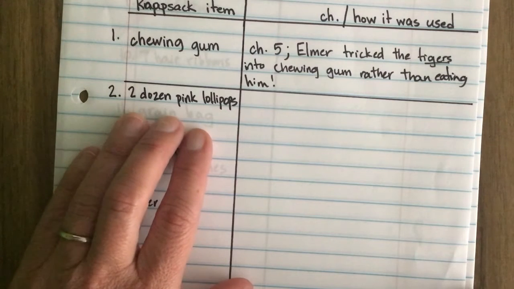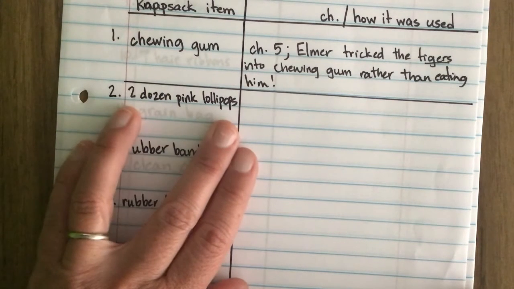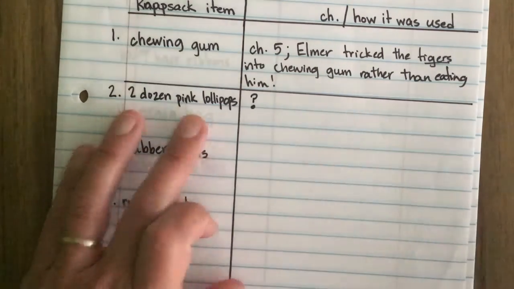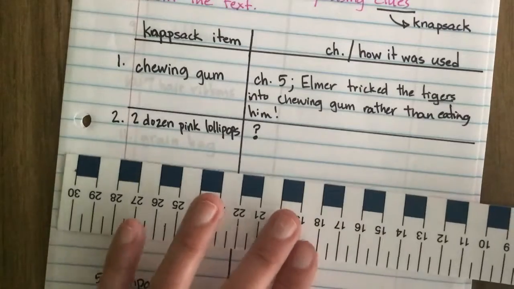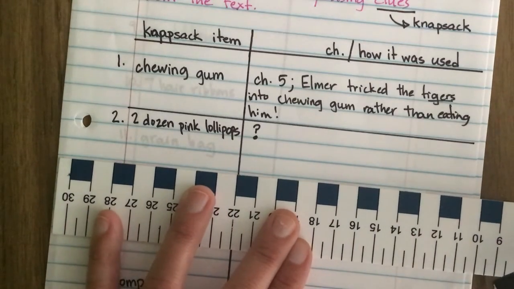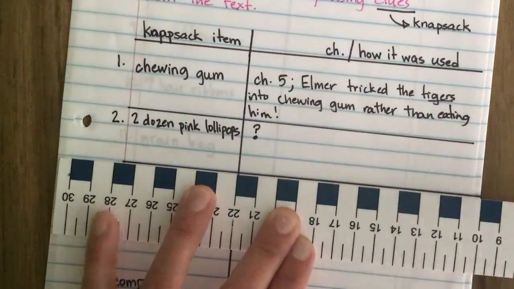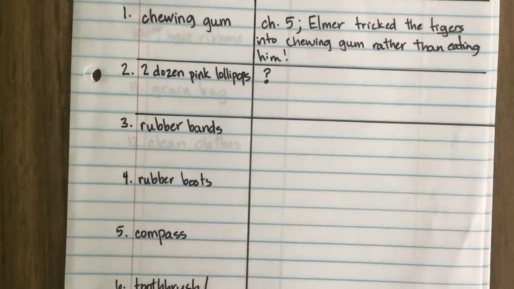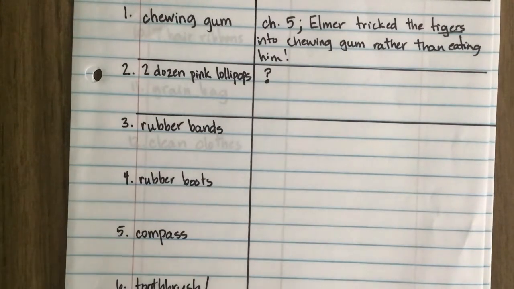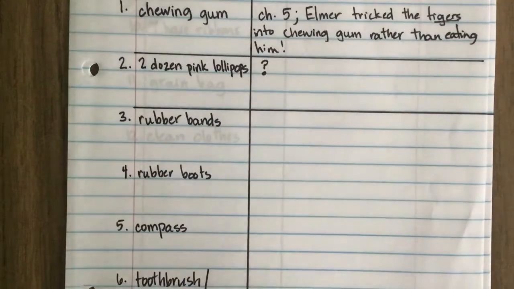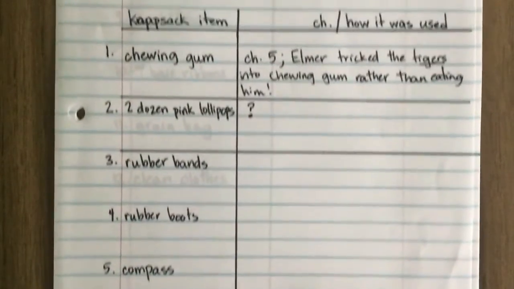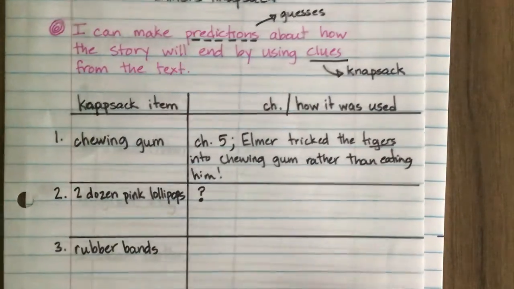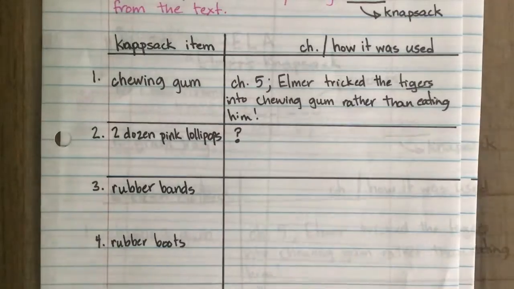Now, the second item says 2 dozen pink lollipops. Have we used that item yet? We haven't. So you can just put a question mark. It hasn't been used yet. Or you can write those words, not used yet, and move right along. Has he used the rubber bands? Absolutely. You're going to have to go back way to the beginning of the book when he was on the boat. So hopefully that makes sense, and I look forward to seeing all of the ways that you remember how he used the items.